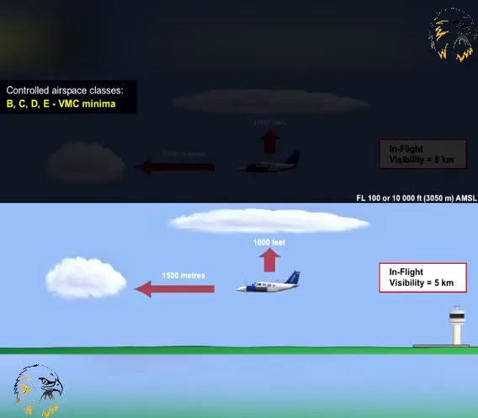Below 10,000 feet, or below flight level 100 if the transition altitude is lower than 10,000 feet, VMC minima in controlled airspace require the pilot to have an in-flight visibility of at least 5 kilometers, and to be able to maintain vertical separation from cloud of at least 1,000 feet, and horizontal separation from cloud of at least 1,500 meters.